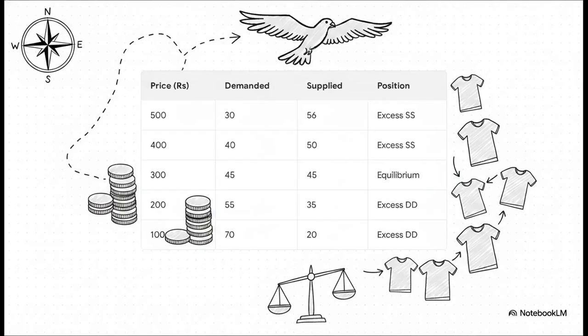All right, here is our map for the journey. This is a real demand and supply schedule for shirts. We are going to track exactly what happens to these quantities across different price points, starting from 500 rupees all the way down to 100. Over the next few minutes, we're going to extract the pretty wild story hidden right inside these numbers.